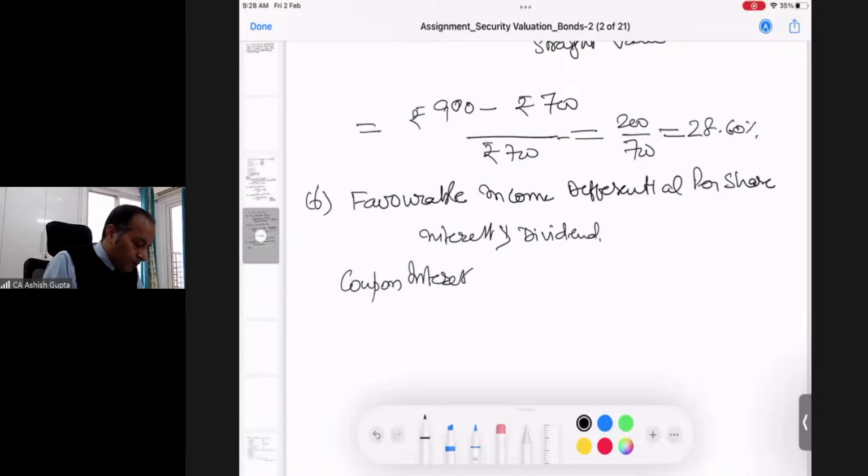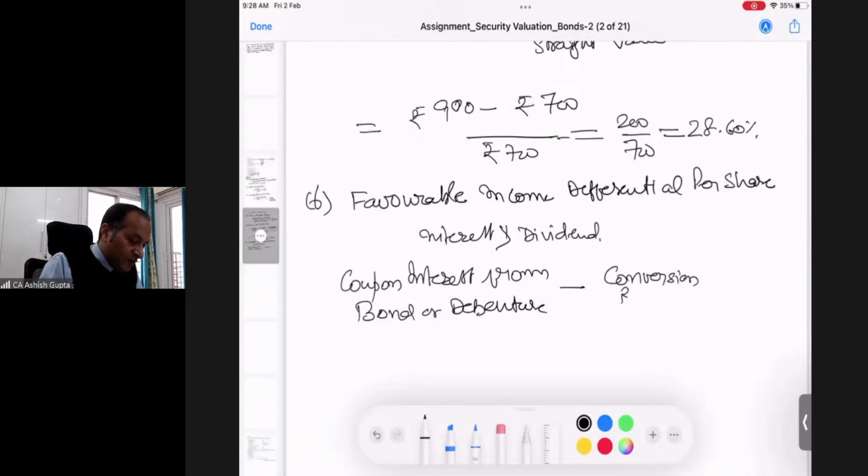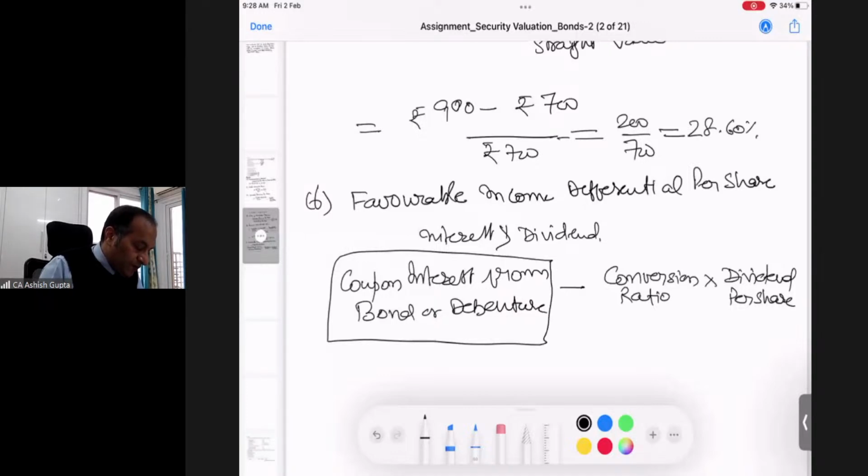Coupon interest from bond or debenture minus conversion ratio into dividend per share. Now, please note this coupon is against the overall dividend. How much dividend? Because if I am getting more than one share, the dividend will accordingly increase.